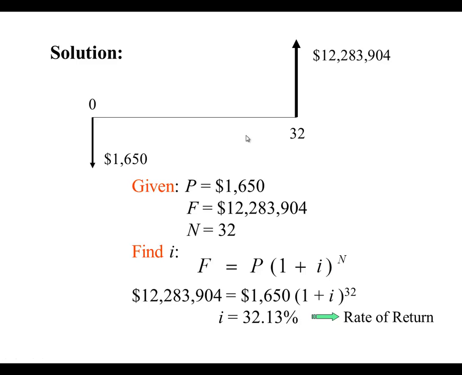If we look at the solution, we can see that with the cash flow diagram in time zero, which is in 1970, and that's when Walmart went public, the shares were $1,650. After 32 years, and that's in 2002, the same amount of shares became $12,283,904. So what is the rate?